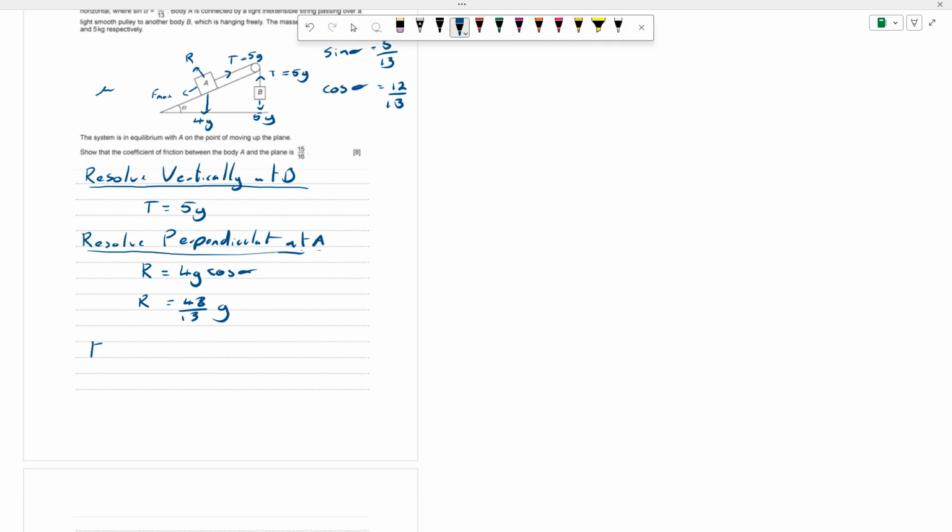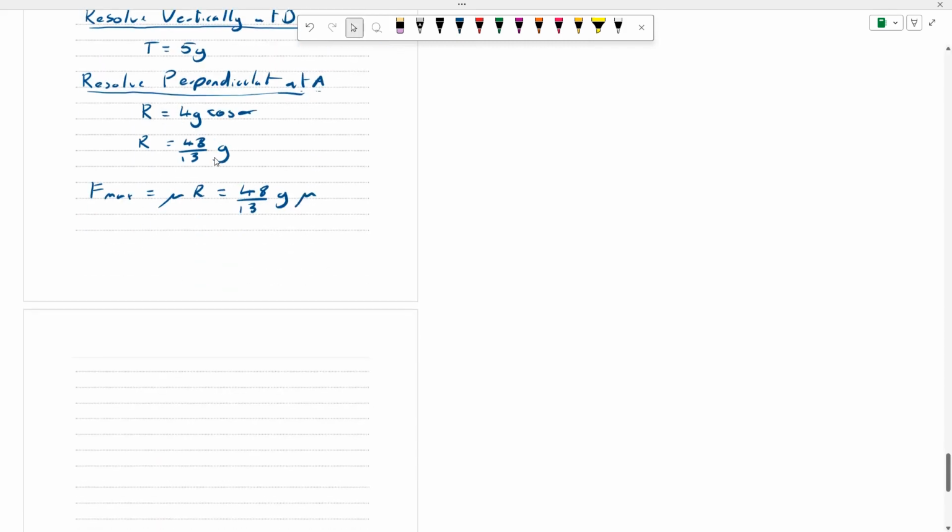Right, that allows me to rewrite my F max. F max is mu R, which would be 48 over 13 g and then mu. That's my final thing. Now, the only thing I've got left to do is resolve parallel. Okay, so I'm going to resolve parallel at A. Now, again, there's no acceleration, so I don't need to use Newton's second law. But I am just going to go straight into resolve parallel at A.